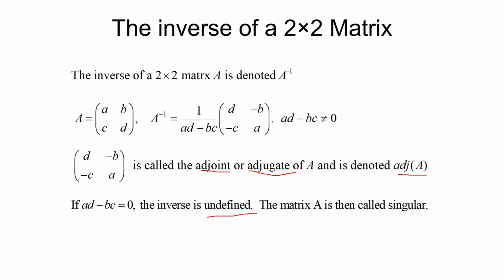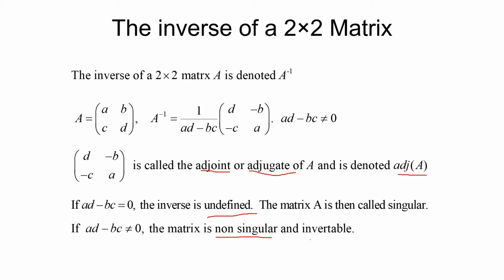So there are a few terms which are related to the determinant. Make sure you know all the related terms. And if AD minus BC is not 0, then the matrix is non-singular and is invertible.